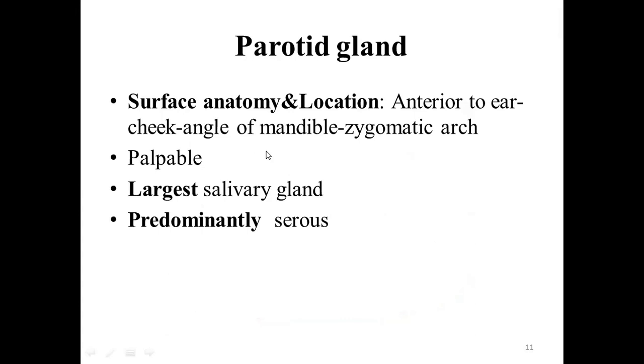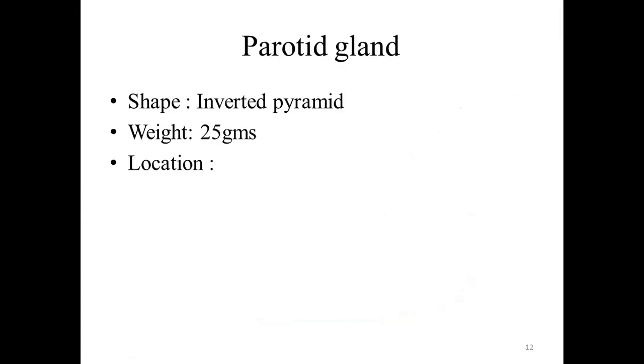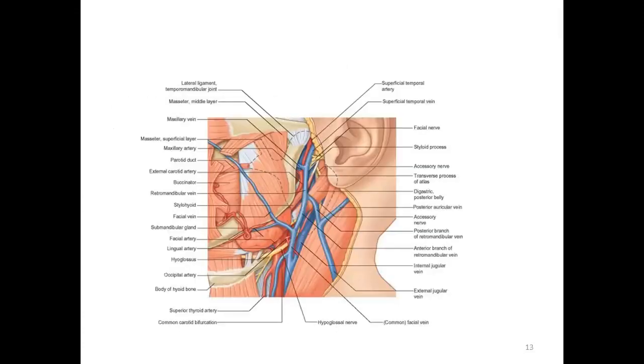Then, the largest salivary gland in the body, predominantly serous. We use the word properly: it is predominantly serous, not serous. In shape, an inverted pyramid with these landmarks: the external acoustic meatus, the zygomatic arch, the cheek, and the angle of the mandible. And the weight will be just grams. As it is a gland, definitely it is less in weight. So 25 grams, located just in front of the ear.